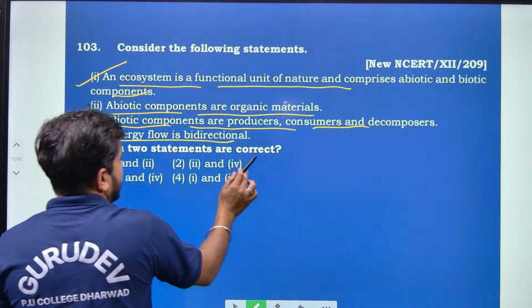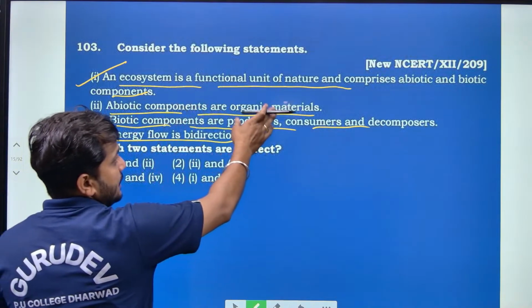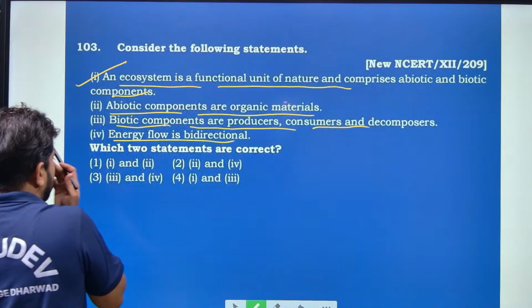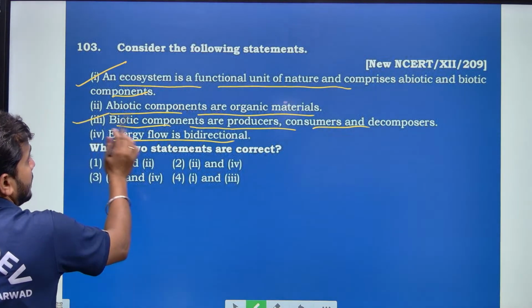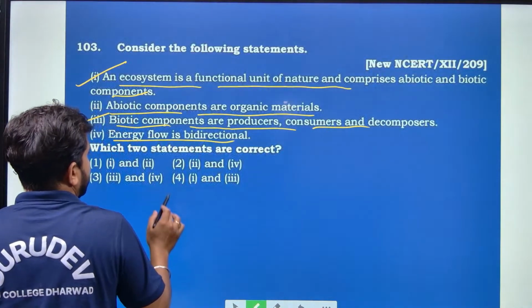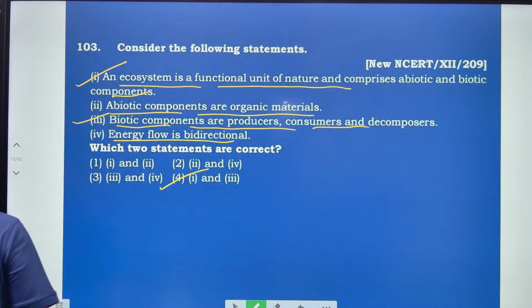which two statements are correct regarding this? That is, an ecosystem is a functional unit of nature and comprises abiotic and biotic components. Then particularly the biotic components are producers, consumers and decomposers. Based on that, if you consider, the fourth option is correct, right?